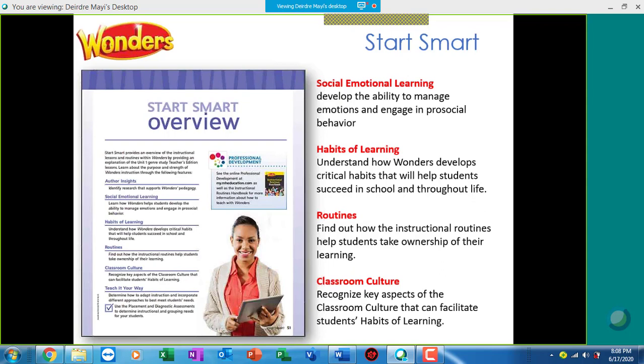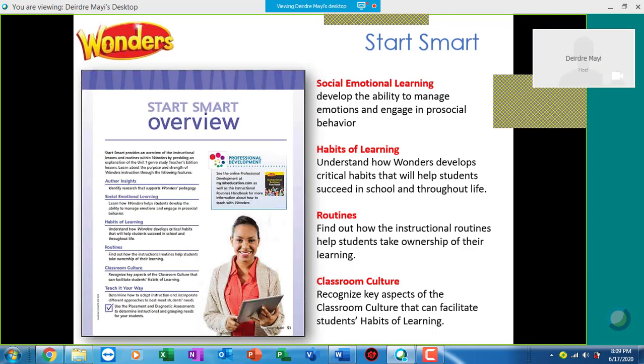Now, as you open up your Unit 1 teacher's edition for the first time, you're going to notice that there are front matter pages that mention something called Start Smart. Start Smart is embedded within your Unit 1, Weeks 1 and 2 of instruction. And here's what Start Smart does. It allows you to begin introducing the Wonders routines to the students. That's probably the most important thing that you'll do during Start Smart.